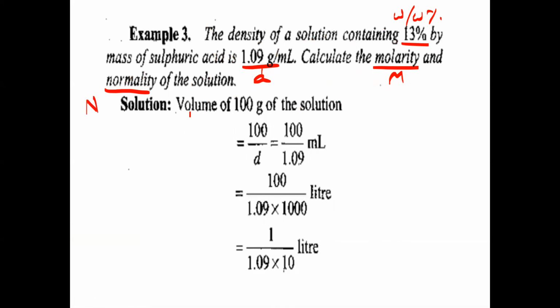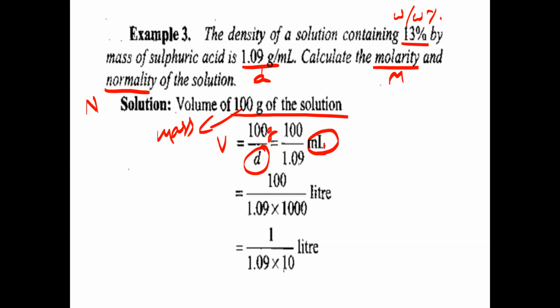Now take the volume of 100 grams of solution. 100 grams is the mass here. And mass by density is volume, right? So volume is equal to mass by density. 100 grams is the mass and density is given. So mass by density will give volume in ml. The volume of the solution we got is 100 by 1.09 ml.